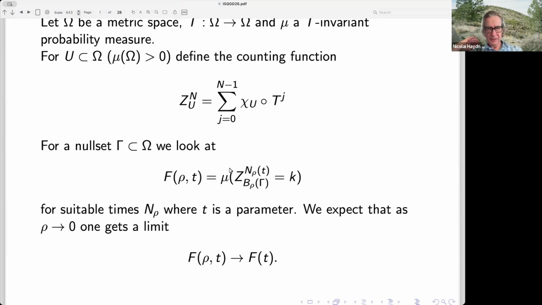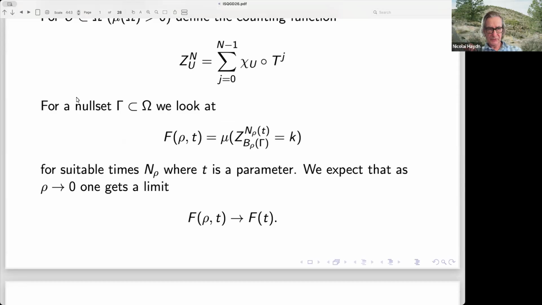The classical setting then, and I look at return time distribution, is to take this U to be little neighborhoods of a point, then to shrink it and to scale the capital N appropriately, so that you get some meaningful distribution result. What we want to look at is a somewhat more general setting. Instead of a point, we want to use some null set gamma, then fatten it up, look at the distribution of return times, and then shrink it till one gets down to this gamma.